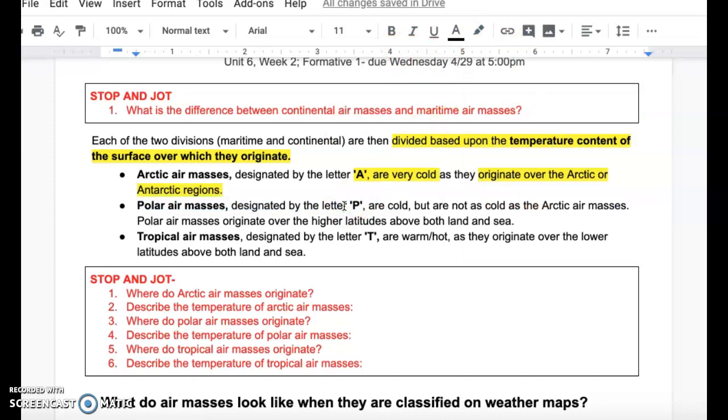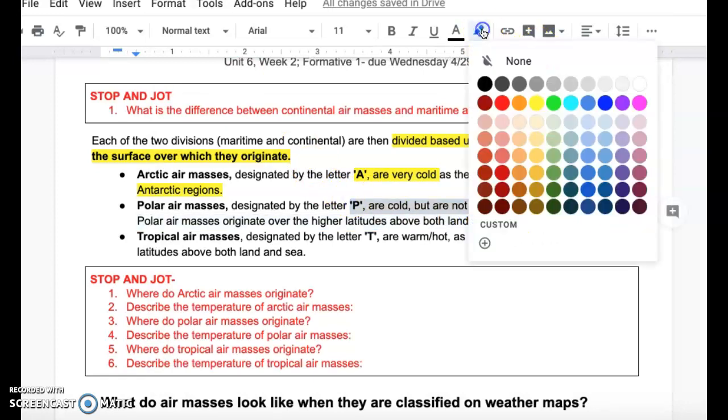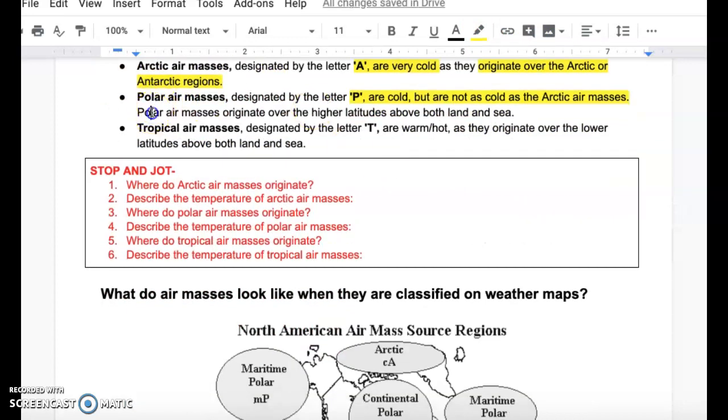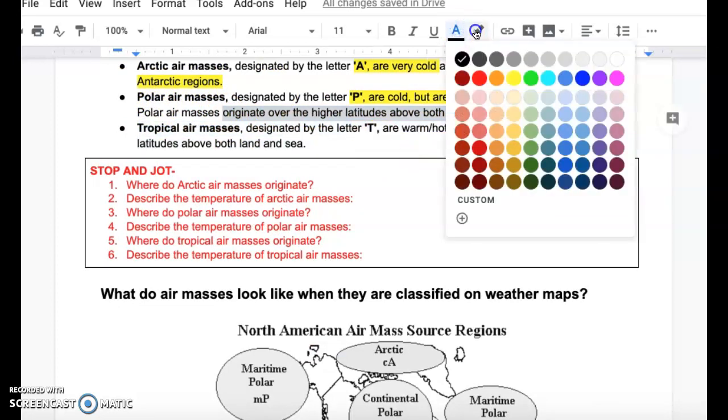A, Arctic, Antarctica, cold. Polar air masses, designated by the letter P, are cold. But are not as cold as the Arctic air masses. Let's go ahead and highlight that because it's a detail describing characteristics of air mass. Polar air masses originate over higher latitudes and above both land and sea.